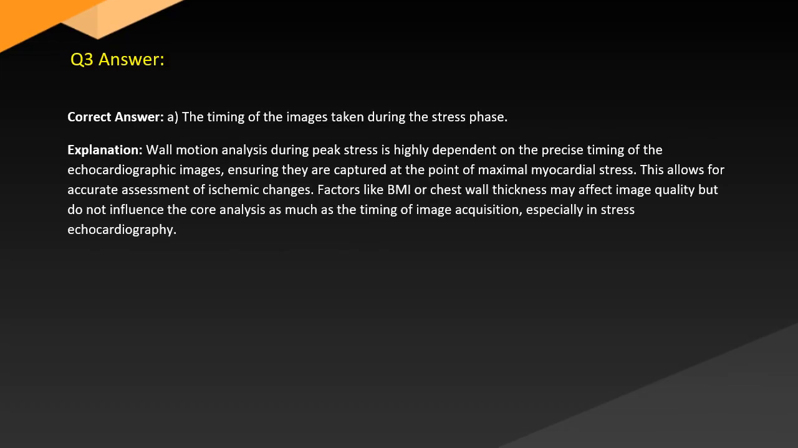Answer. Correct answer: A. The timing of the images taken during the stress phase. Explanation. Wall motion analysis during peak stress is highly dependent on the precise timing of the echocardiographic images, ensuring they are captured at the point of maximal myocardial stress. This allows for accurate assessment of ischemic changes.